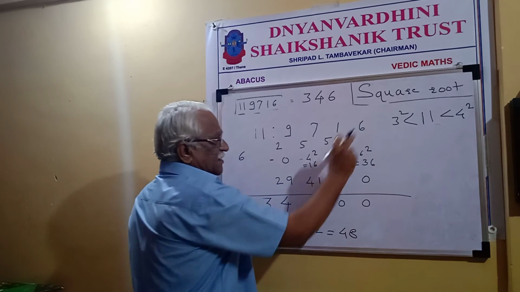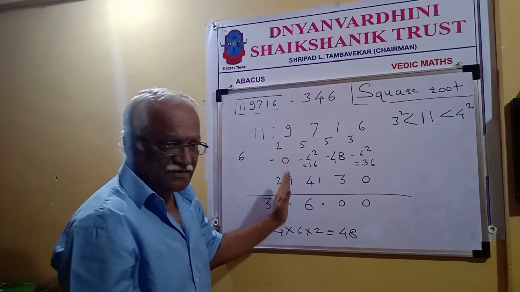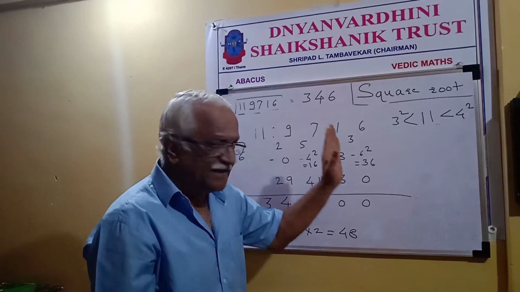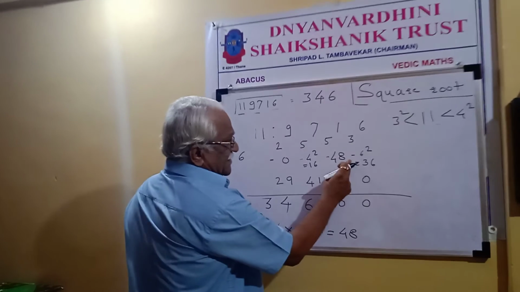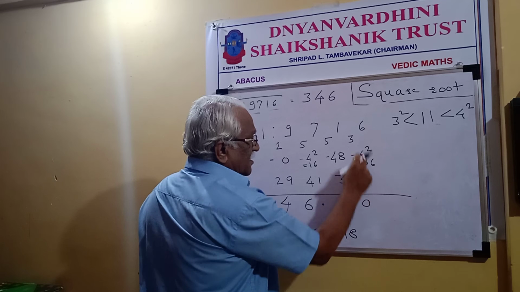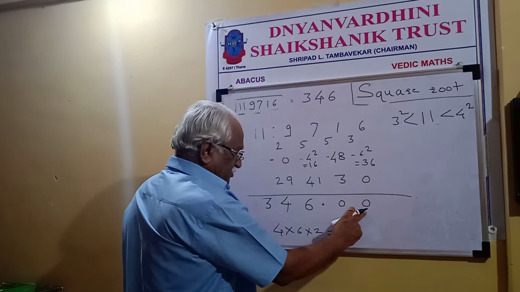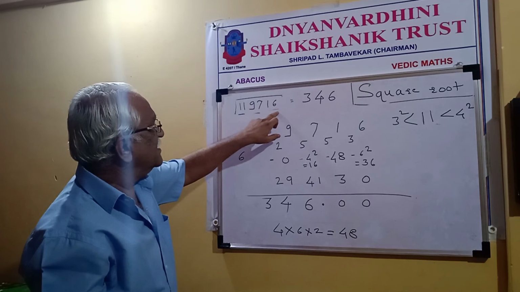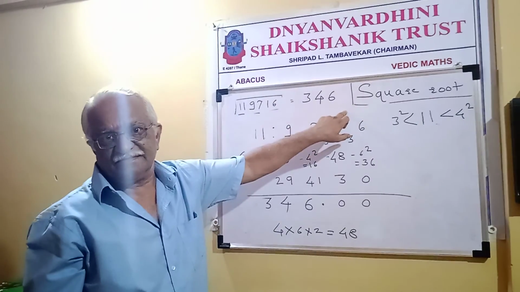Remainder 3 carries forward. Here what we are going to do: first deducting the square, then the duplex method, then again the square. Now here we are deducting the square of 6, that is 36. So automatically the net dividend comes to be 0. So the answer is 0. So the square root of 1,19,716 is 346. Right?